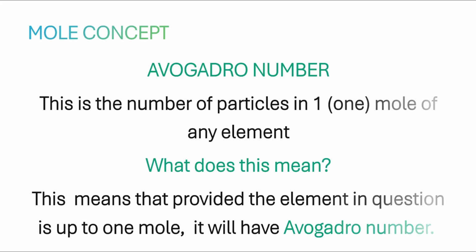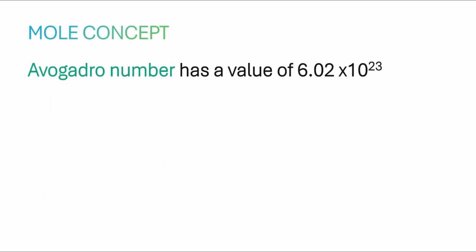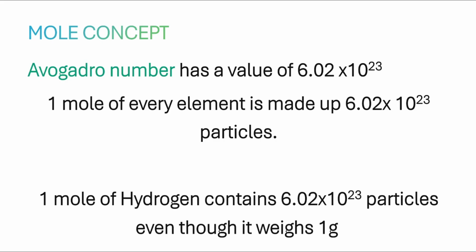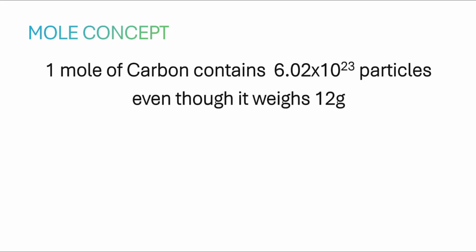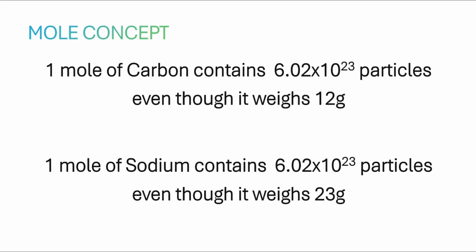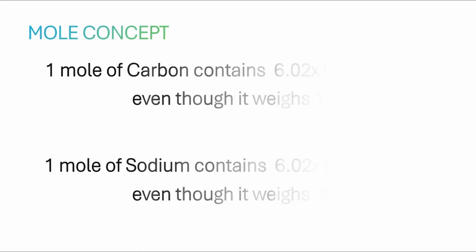For example, 1 mole of hydrogen will contain 6.02 times 10 raised to the power 23 particles, even though it weighs 1 gram. Carbon will also contain 6.02 times 10 raised to the power 23 particles, even though it weighs 12 grams. Also, sodium will contain the same number of particles as long as it is up to 1 mole, which is 23 grams. It does not matter the element at all in the periodic table. Provided it is up to 1 mole, it will still contain Avogadro's number.